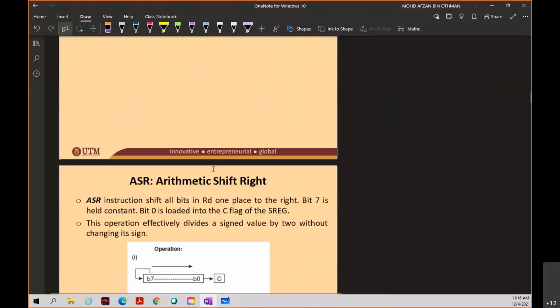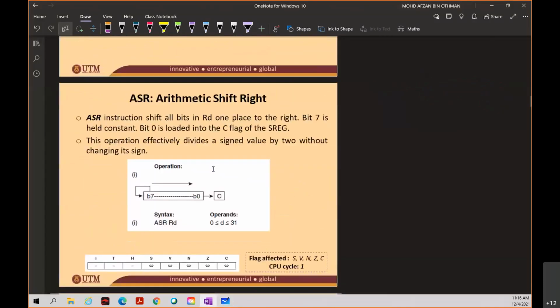Then we have another instruction called ASR, which is arithmetic shift right. The ASR instruction shifts all bits in the destination register one place to the right, and meanwhile bit 7 is held constant, meaning you copy back your bit 7, and bit 0 is loaded to the C flag of the status register. All right, so this is the operation for ASR.